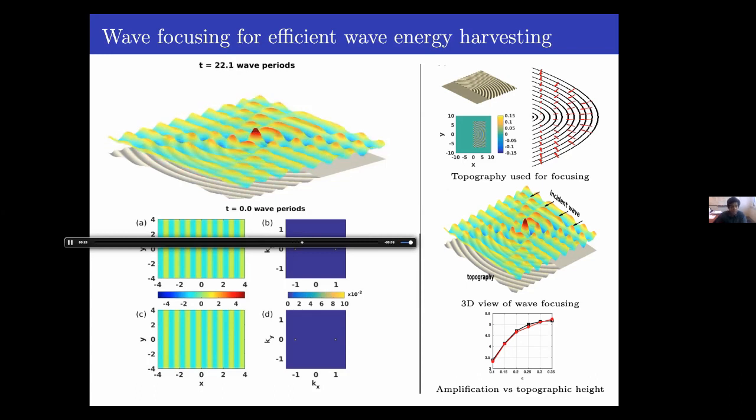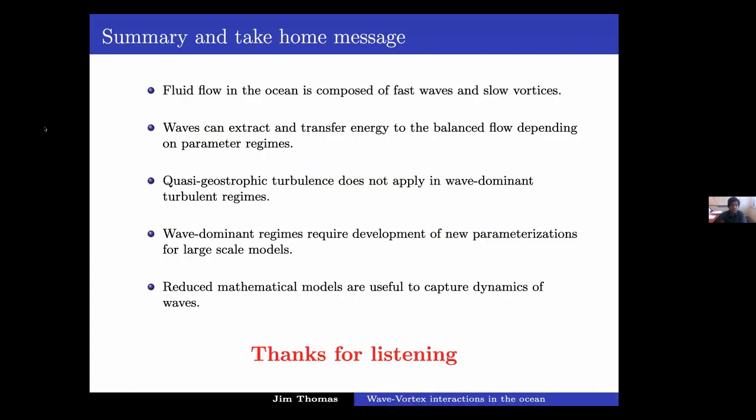Okay, so that sort of concludes the talk. I've been trying to show that the ocean has a broad spectrum of waves, and depending on the parameter regimes, sometimes you will be able to use reduced mathematical models. You can derive them using asymptotics. Waves can extract or transfer energy to the balanced flow. This is one of the important things that came out of my study.